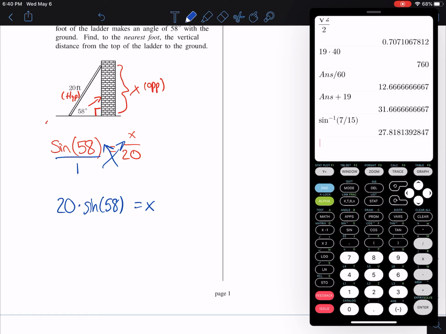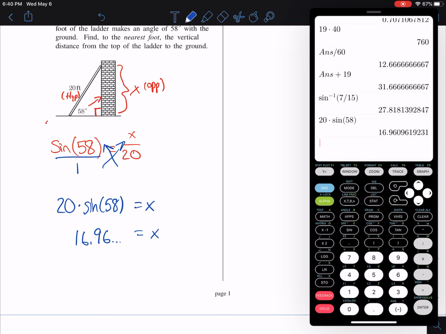Now, the way this problem was set up, you have to understand that in every problem, the algebra might be a little bit different. You just have to solve for the algebra. But when you have sine and then a number, not sine of x, but sine and then a number, you can just plug that into the calculator, meaning I can just plug in 20 times the sine of 58. And I get 16.96. I'll leave some space. They've asked me to round to the nearest foot, so this will be 17 feet.